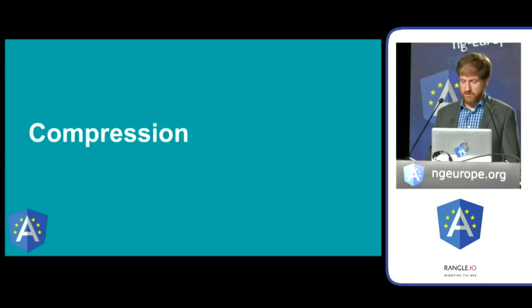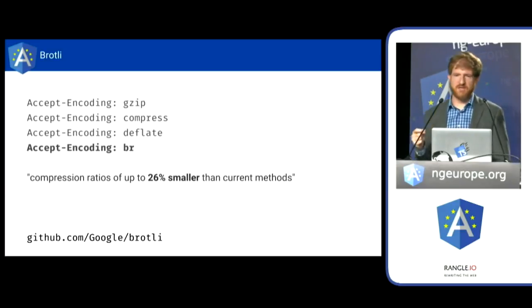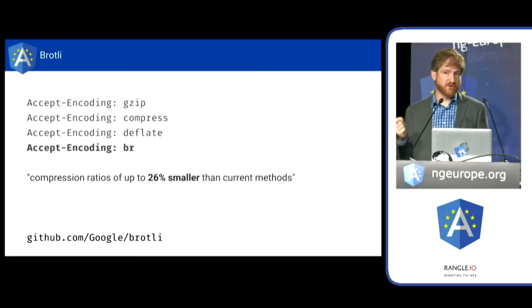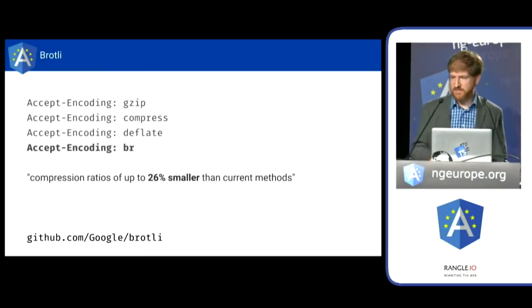Well, there's a new compression algorithm that we suggest you give a try. It's called Brotli, or Brotli, I'm not sure of the pronunciation. This is a Google project, there's the GitHub link. If your client sends an accept encoding of br and your server supports Brotli, then you can ship down a smaller compressed file. They claim it can be 26% smaller.